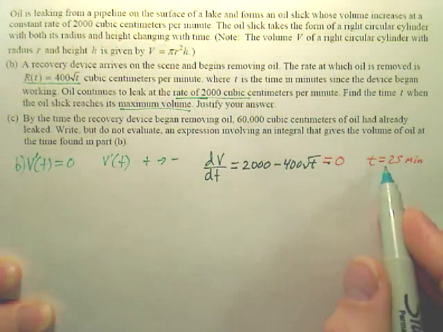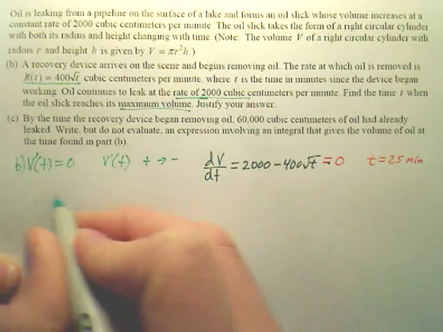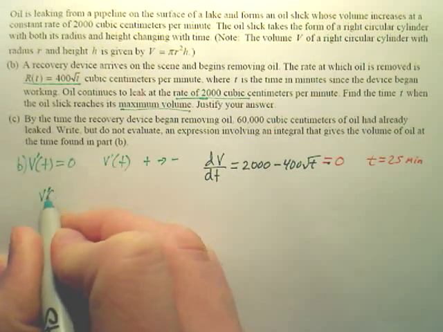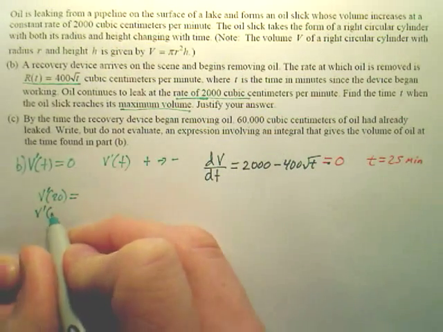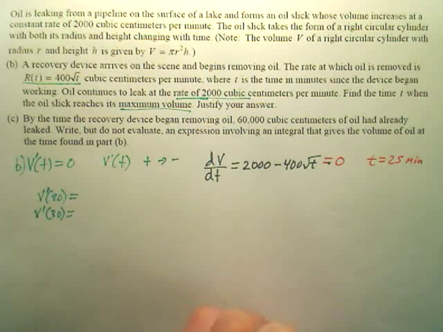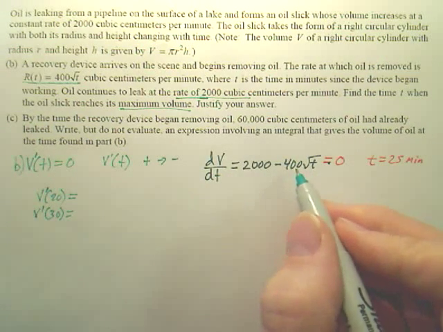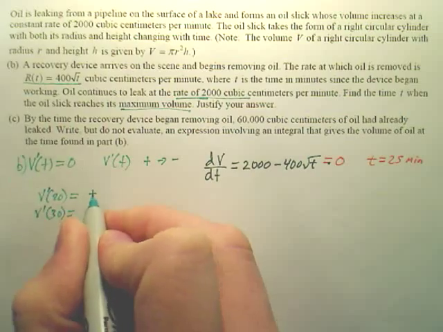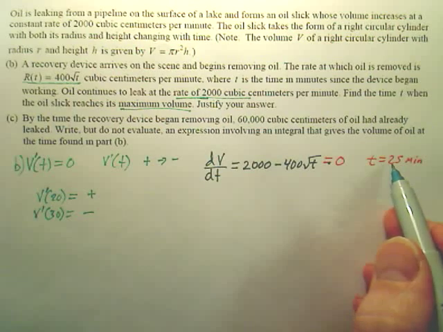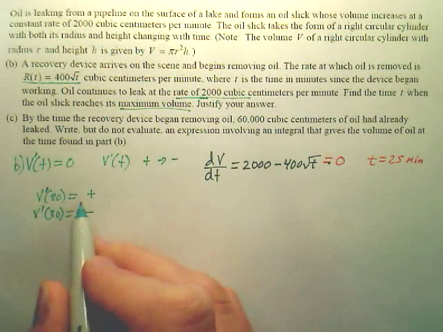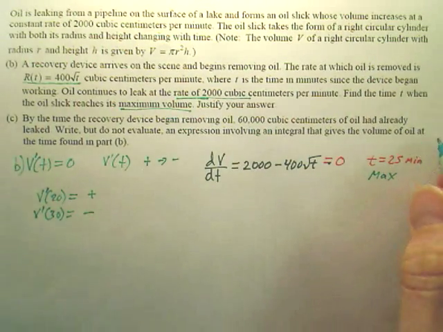So could I basically plug in times on both sides of this? To prove it, could I find V'(20) and find out what that equals, and do V'(30) and find out what that equals? When I plug those values in, what I'll end up noticing is it goes from positive to negative. Does that verify that this is a max? If I plug the values in, that would verify it is a max. So at t equals 25, it is a max.